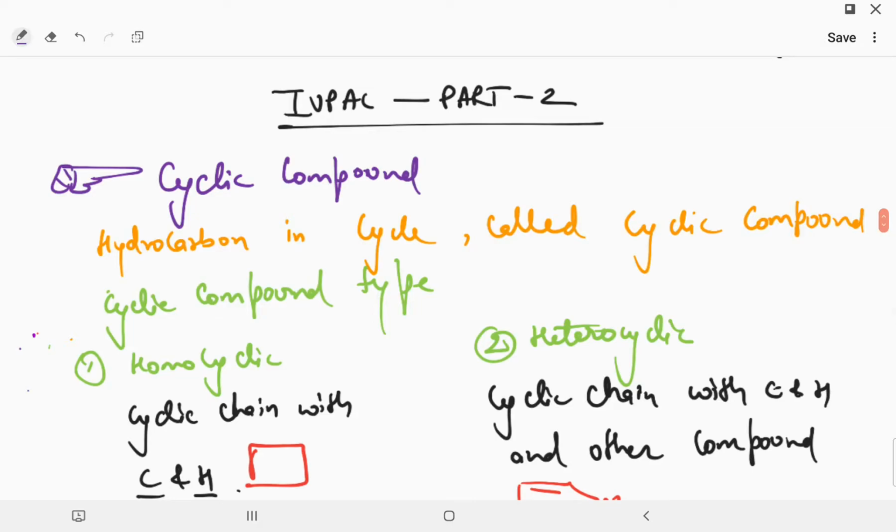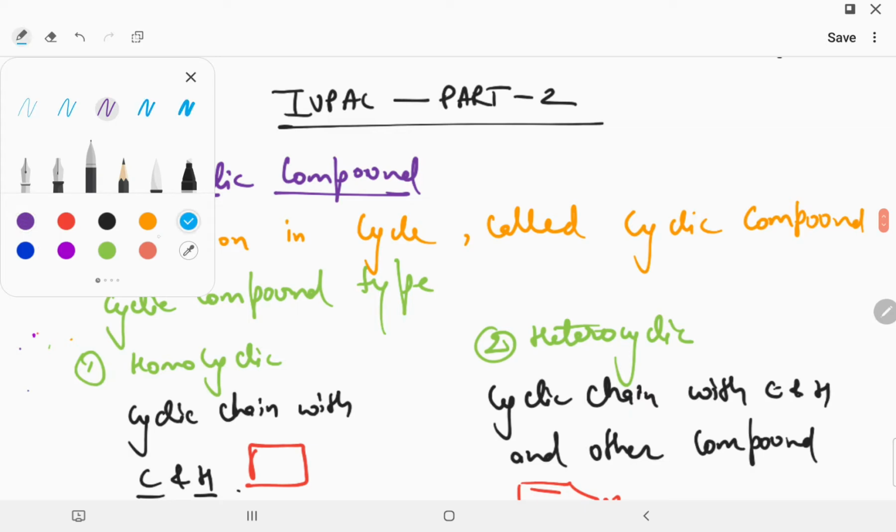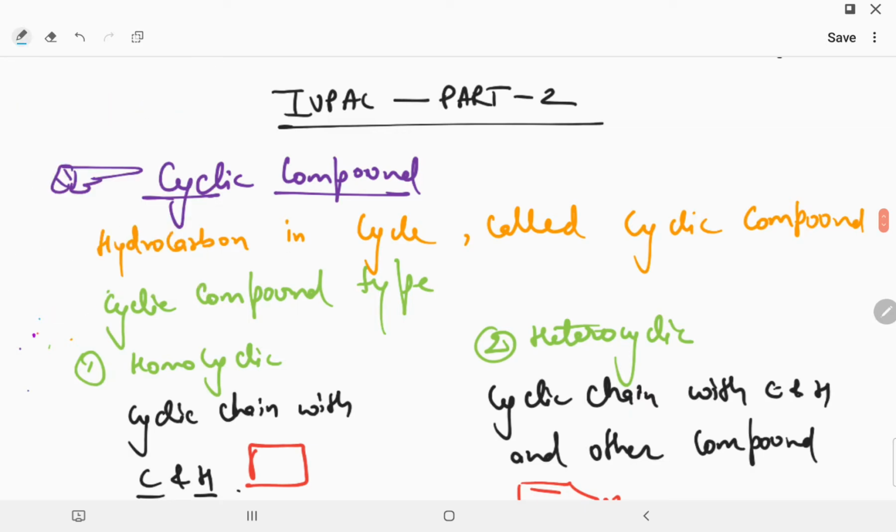Now guys, we start the IUPAC part 2. If you are able to see that, we start with the cyclic compounds. Sir, what is a cyclic compound? Cyclic compounds contain a hydrocarbon in a cycle; they are called cyclic compounds.